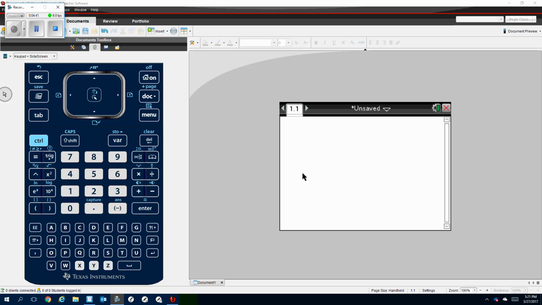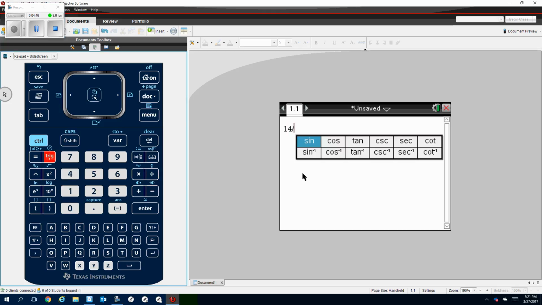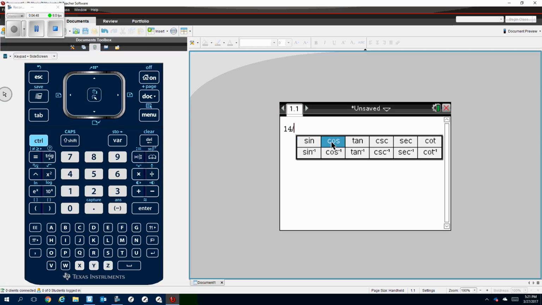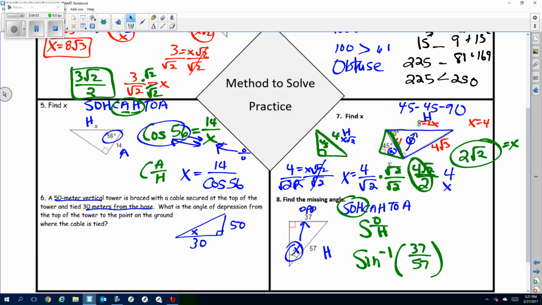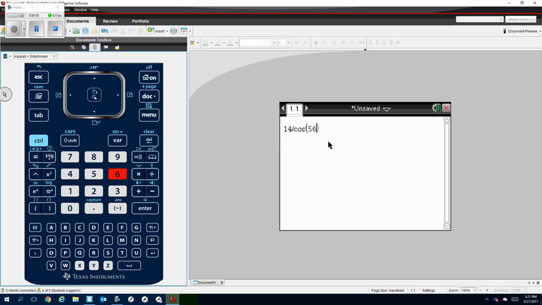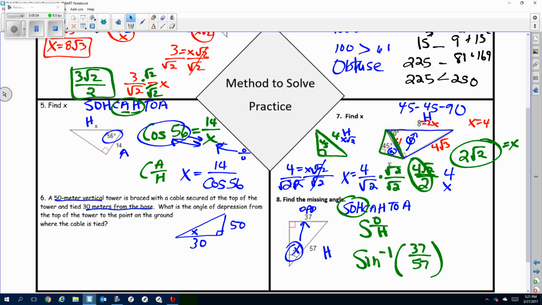Okay, so on our calculator, we do 14 divided by, to get the cosine, we hit the trig button next to the 7. Then we click on cosine, and we do 56. Let me check, hold on. Yeah, it was 56. So we hit enter, and we round to the nearest tenth, which would be 25.0. So x is approximately 25.0, which is probably just 25. All right, so that's when x is on the bottom. When it's on the top, you multiply.